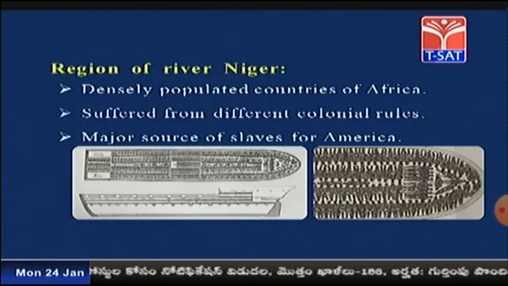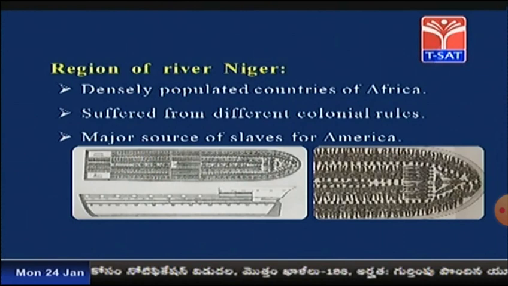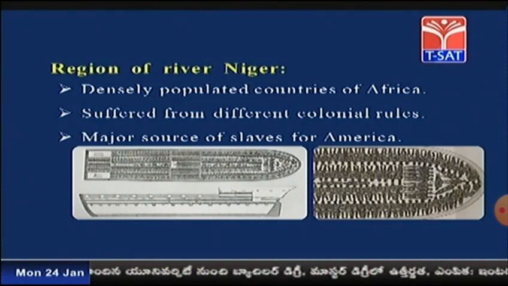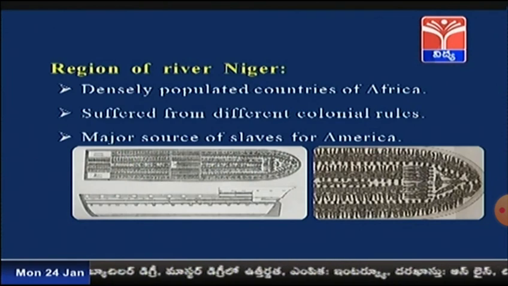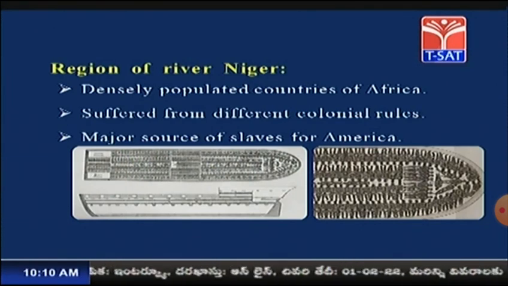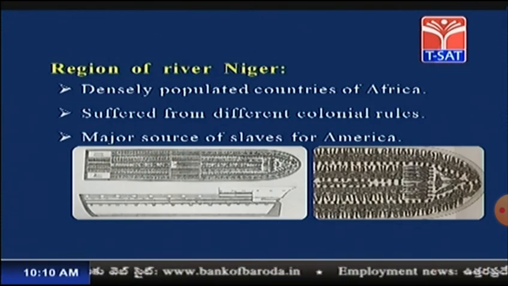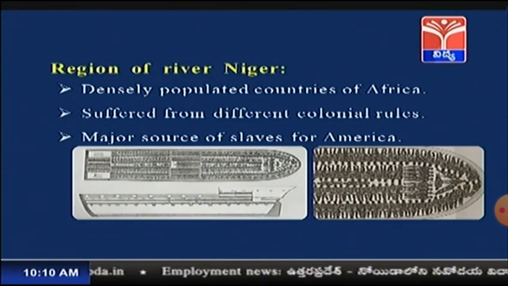Here in this slide you can see under the deck of the ship how the slaves were kept, and as many slaves as possible were transported to America in the ships. This picture was also there even in your 7th and 9th class textbooks. But this slave trade was there in the 16th century but later abolished in the 19th century.